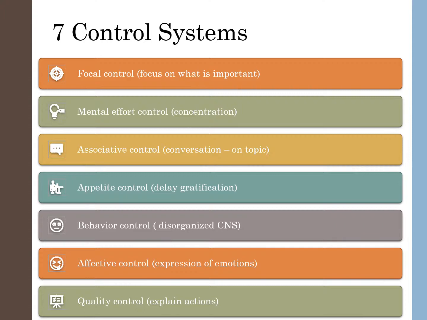In associative control, this is what enables a person to maintain a conversation by stating issues that are relevant to the conversation. They seem very tangential because of difficulties with this control system. Appetite control does not really have anything to do with appetite.